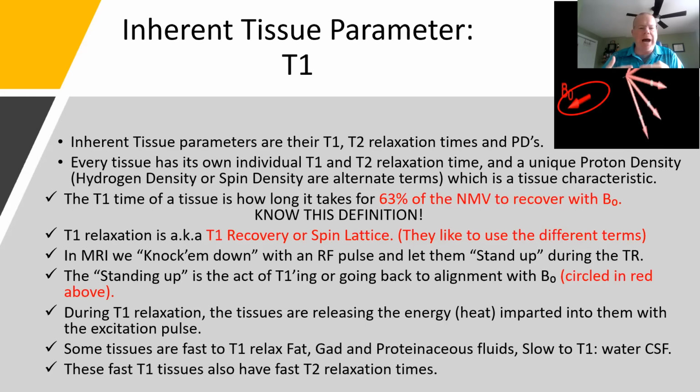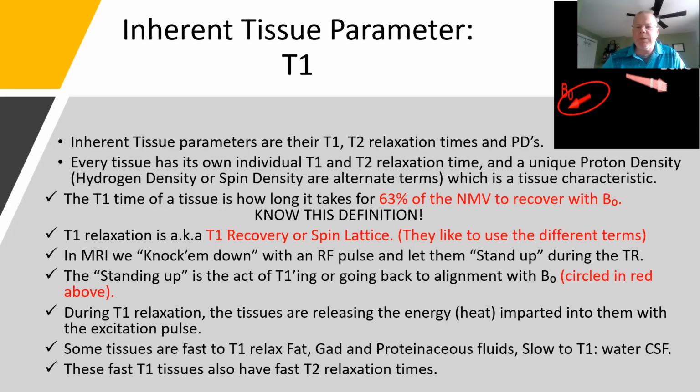In MRI, we knock them down, meaning we knock down the net magnetization vector from being aligned with B0, we knock it into the transverse plane with an RF pulse. So knock them down. And then what are they going to do? They're not staying in the transverse plane. They want to go back to where they just were. That is standing up. So we knock them down and let them stand up.